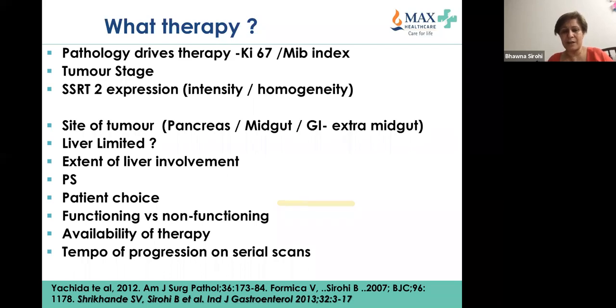Functioning versus non-functioning, very important, because if it's a functioning tumor, if a patient has hot flushes, diarrhea, then it's very important that we get on top of the symptoms first. And sometimes surgery is the only option to get on top of the symptoms.